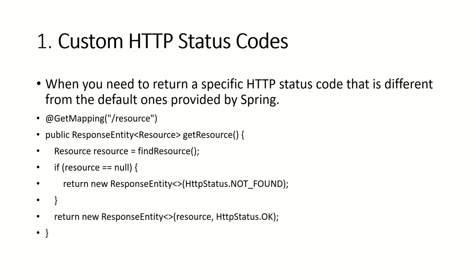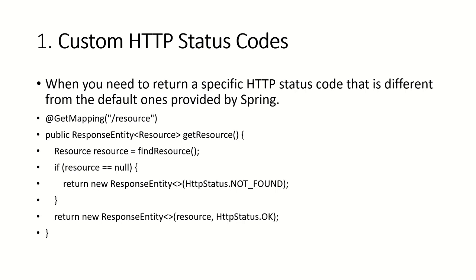The first scenario is custom HTTP status code. When you need to return a specific status code that is different from the default one provided by Spring, then you can go with this response entity return type. Let's say here we develop one API called resource, which finds the resource, and if the resource is null, it returns a new response entity, and in the code we are returning HTTP status dot not found.